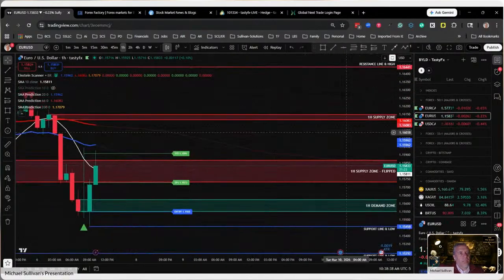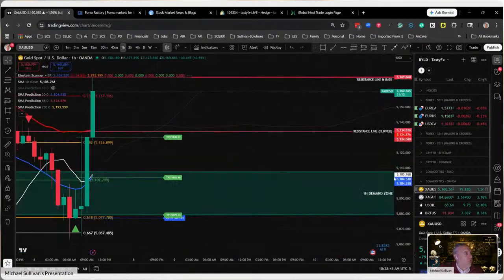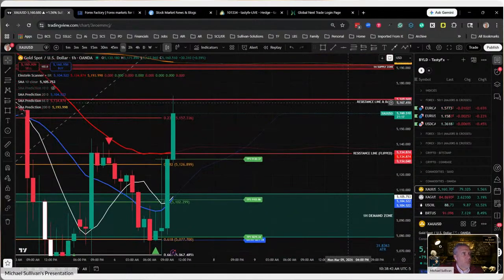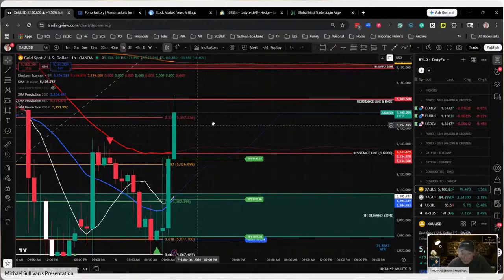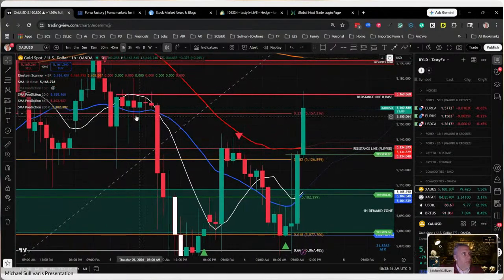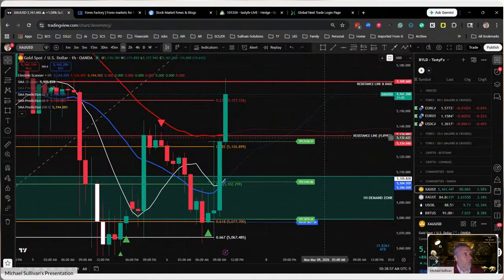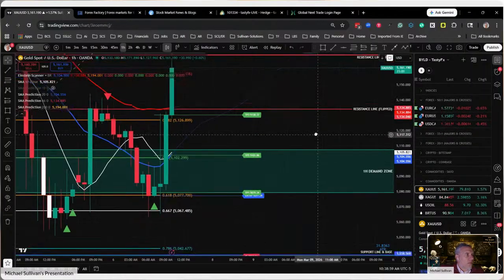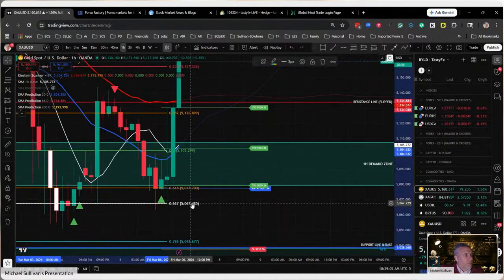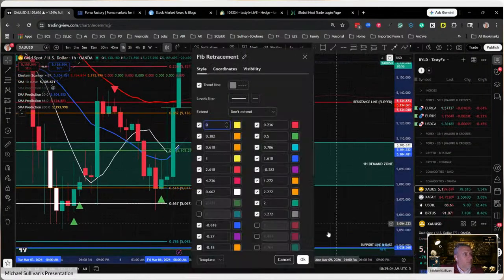Now here's why I leave this stuff here. So if we go back to gold, right? This is an older resistance line that I had here. What did gold do this morning? It went all the way up to this and stopped. So this is a line I had created. But I want to get rid of the fib here because we don't need that for what I'm doing right now.